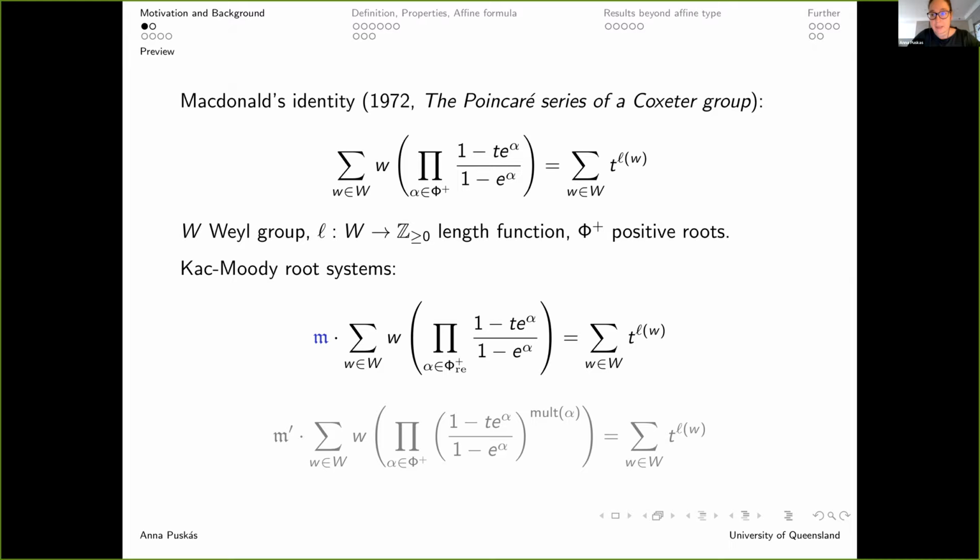Okay, so of course here for Kac-Moody root systems, if this root system is infinite, then I'm taking a product here over just the positive real roots for the unprimed version. And on the right-hand side, I now have an infinite sum, so a Poincaré series.